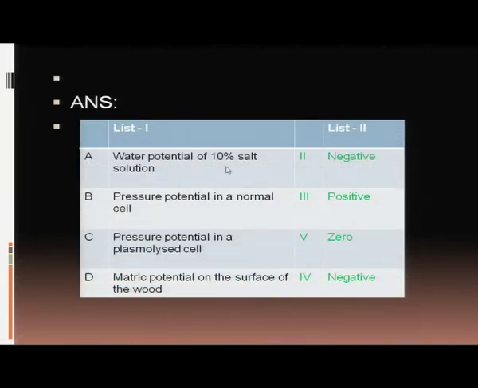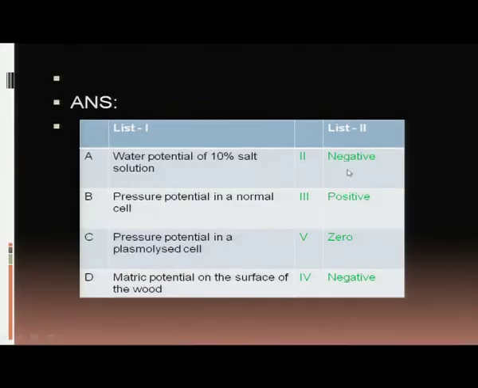Obviously, the water potential of 10% salt solution will be negative. Why? Because addition of any kind of solute lowers down the water potential. The water potential of pure water is 0, so anything lower than this will be a negative value. That is why the water potential of a solution with 10% salt will be negative only. Now, pressure potential in a normal cell, as we had discussed earlier also, is that pressure increases the water potential and it has a positive value. So, pressure potential will have a positive value.